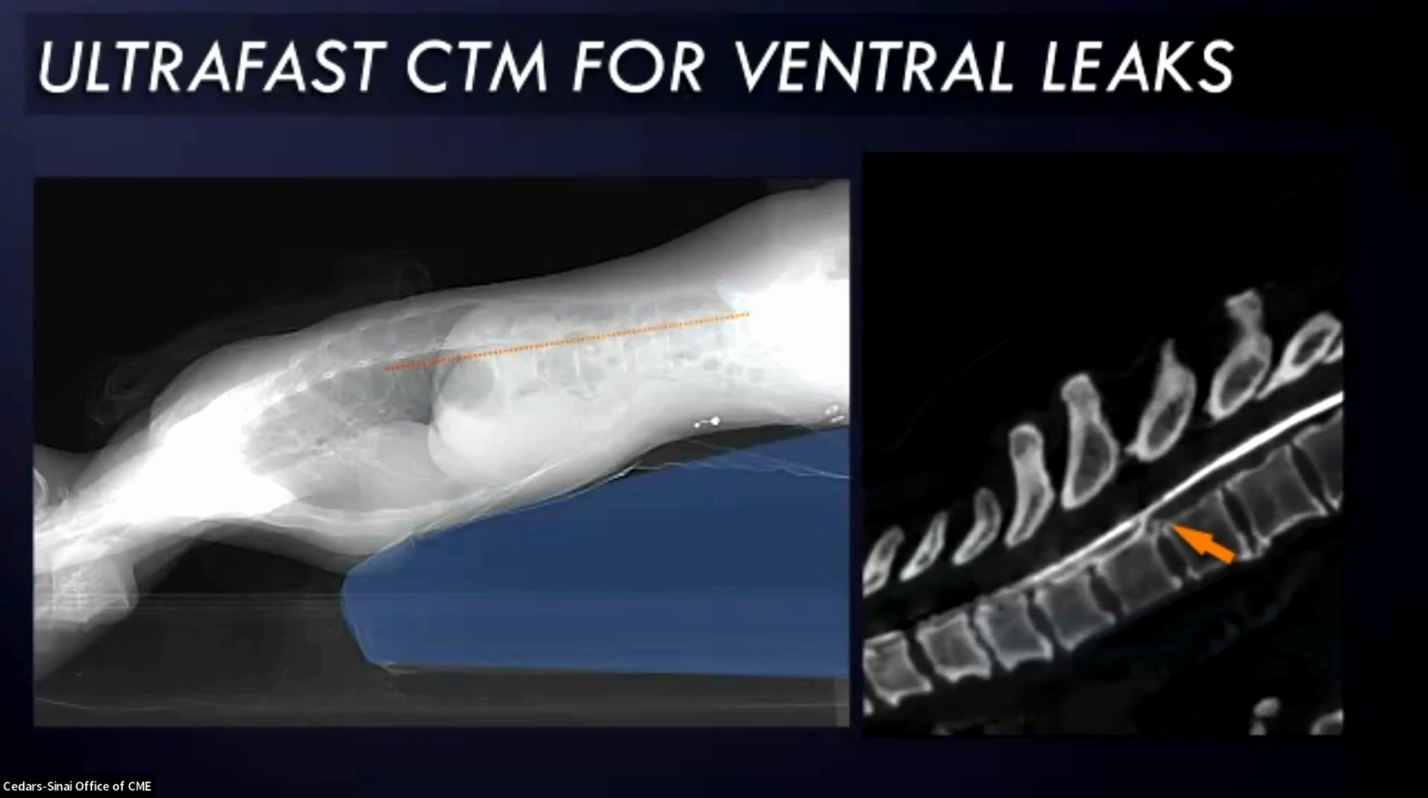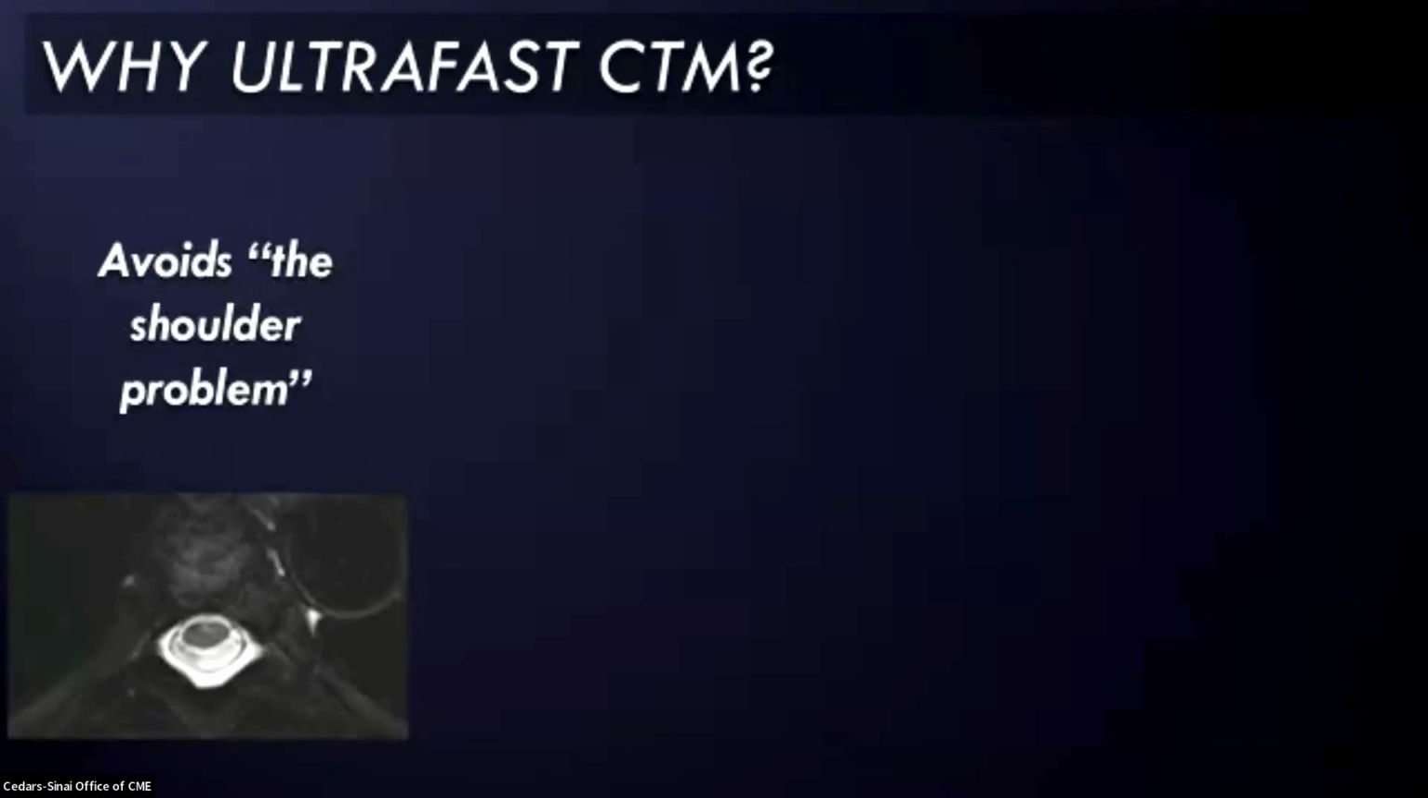So DSM is another way of doing this, and DSM also has great temporal resolution. So why do this with CT? Well, one of the problems that I faced when trying to do these with DSM is what I sort of call the shoulder problem, which is that many of the leaks, the ventral leaks, occur in the upper thoracic spine, T1-2, T2-3. That's probably about 85% of the leaks. And it's very difficult to get an X-ray beam to penetrate laterally through that area because you've got the patient's shoulders in the area.